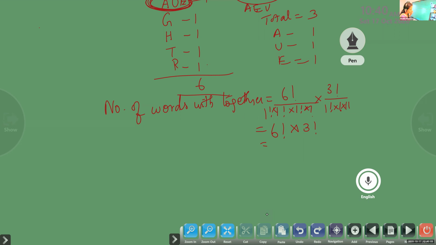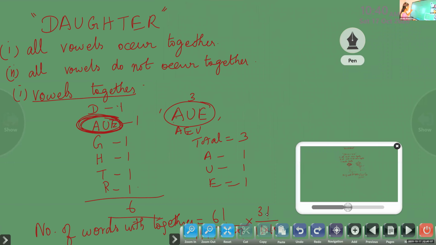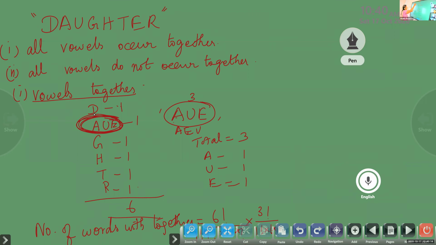To take vowels as together, what are we doing? We take the vowels as a single unit. If you take the alphabet D, it is a non-vowel. A is a vowel, U is a vowel, E is a vowel. So we take all the vowels together, and the non-vowels we count and check how many times each occurs. G is occurring one time, H one time, T once, R once. So if you take AUE as a single object, it is a 6-letter word. That word is formed with 6 letters.